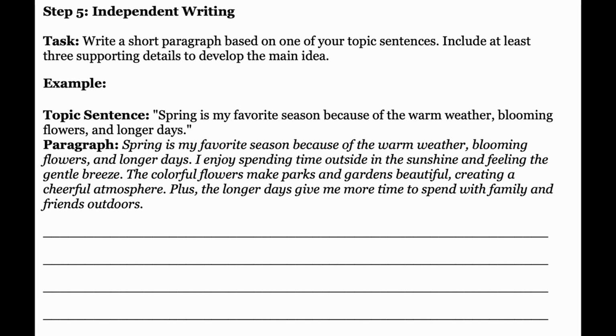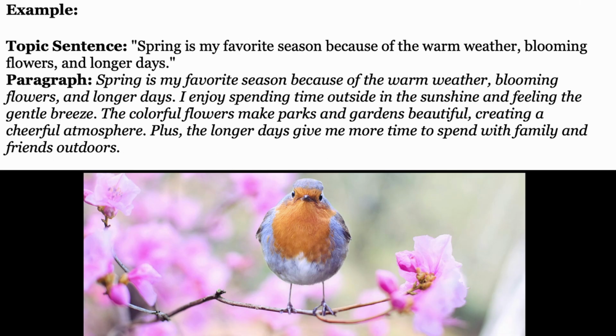All right, let's move on to step 5. Independent writing. Your task is to write a short paragraph based on one of your topic sentences. Include at least 3 supporting details to develop the main idea. For example, here's the topic sentence. Spring is my favorite season because of the warm weather, blooming flowers, and longer days. Here's the example paragraph from your textbook.